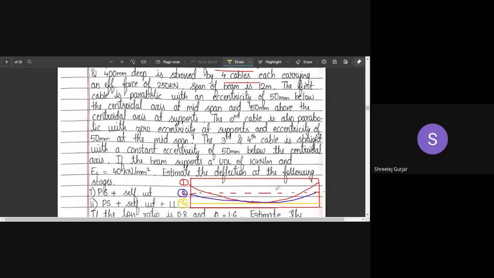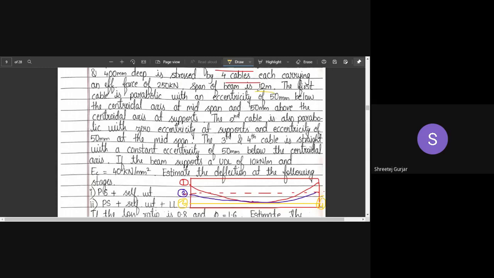Okay, so have you understood how we have drawn this particular diagram? They have not given us the diagram. They have given us the details of the profiles. Okay, so first, second, third, and also the fourth one. Third and fourth one are the same thing. So 4 cables having, sorry, 3 different eccentricities. First, second are different. Third and fourth are same.